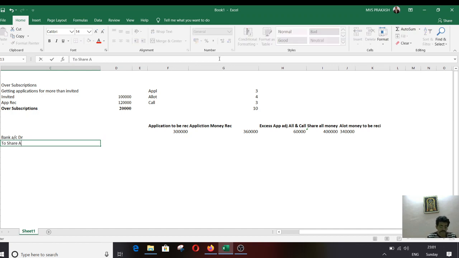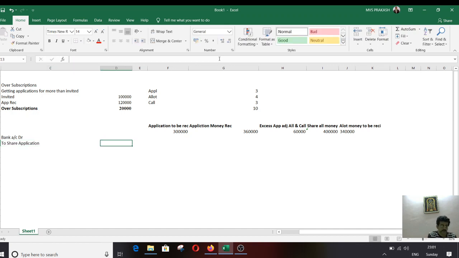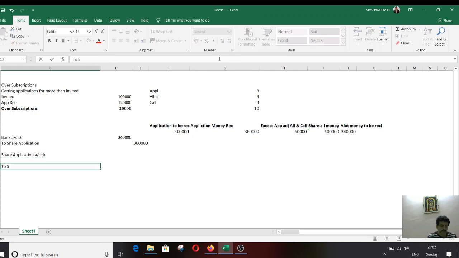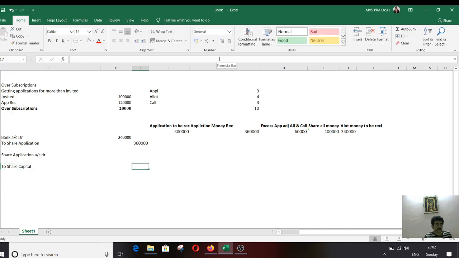Share application. What is the amount you are receiving there? 1,20,000 shares into 3 rupees, you had received 3,60,000. The entire amount of 3,60,000 will be transferred to my share application account. Now what will happen? Share application account, I will debit. This will be transferred to something called my share capital.